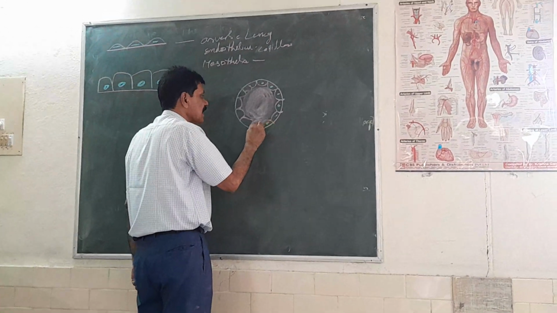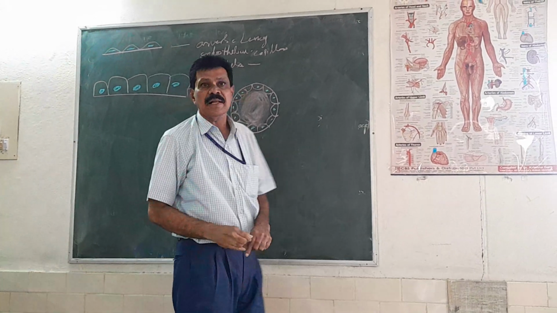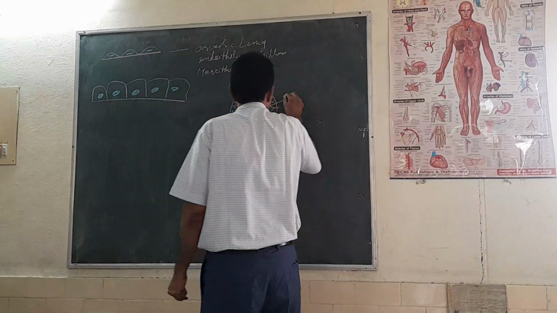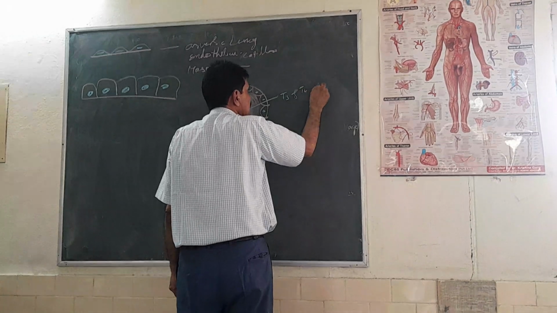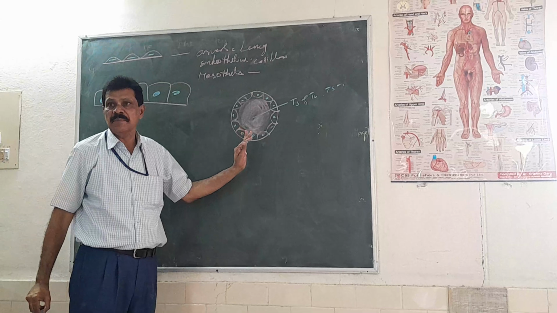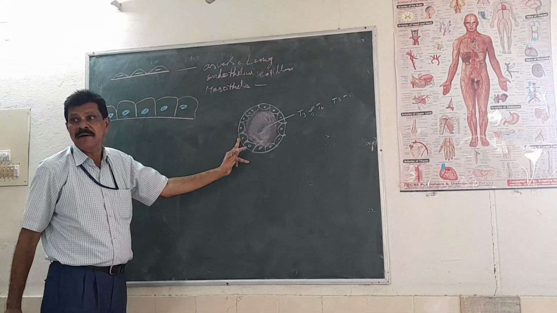One more thing I am describing. This is the cuboidal epithelium in the thyroid follicle. This is the thyroid follicle. T3, T4 is there; that is colloid. Colloid consists of T3, T4 and TSH. So this is colloid, surrounded by cuboidal epithelium. So I have explained squamous and cuboidal.